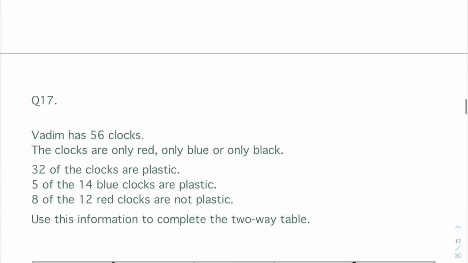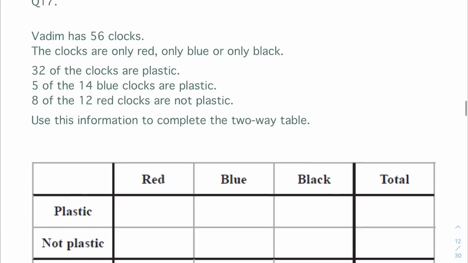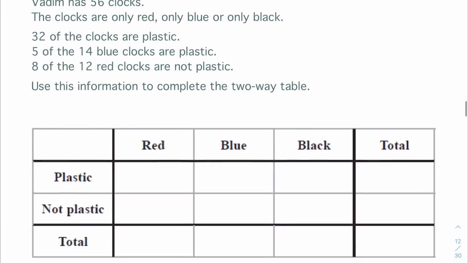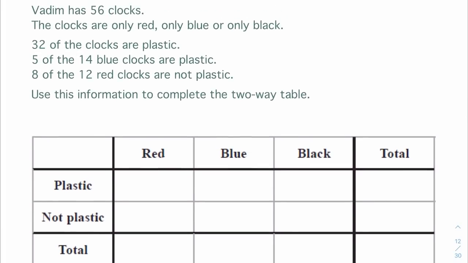Okay, on to our next question. Okay, so we've got a two-way table, so we just need to read the words very carefully, make sure we put them all in the correct place. So we've got 56 clocks in total. The clocks are only red, only blue or only black. 32 of the clocks are plastic, 5 of the 14 blue clocks are plastic, and 8 of the 12 red clocks are not plastic. Use this to complete the two-way table.